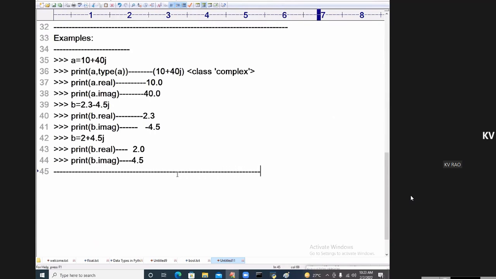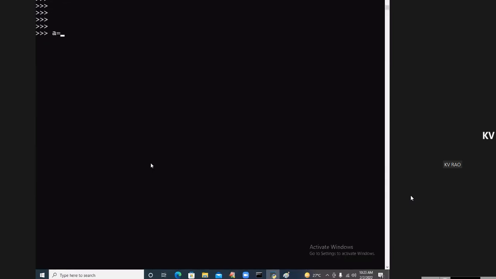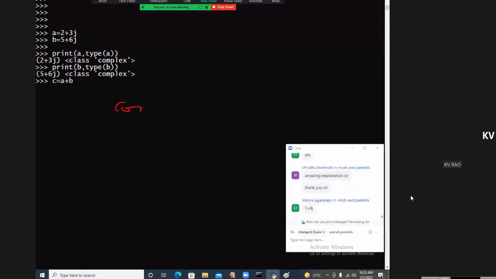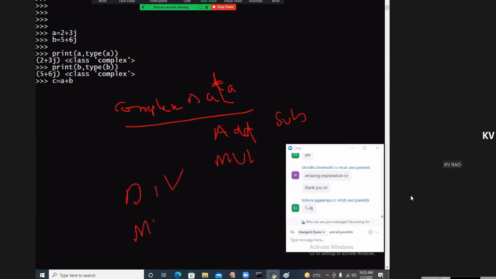Come on quickly. If I move a little forward, let us consider some more things here. a is equal to 2 plus 3j. b is equal to something like 5 plus 6j. Now I'm writing print of a comma type of a, print b comma type of b. We are getting the data. I will do c is equal to a plus b. In further sessions on complex data, we can perform all sorts of operations, because if I go to the industry level, I know the importance of these complex numbers. We can do addition, multiplication, subtraction, division, modulo division, and exponentiation.